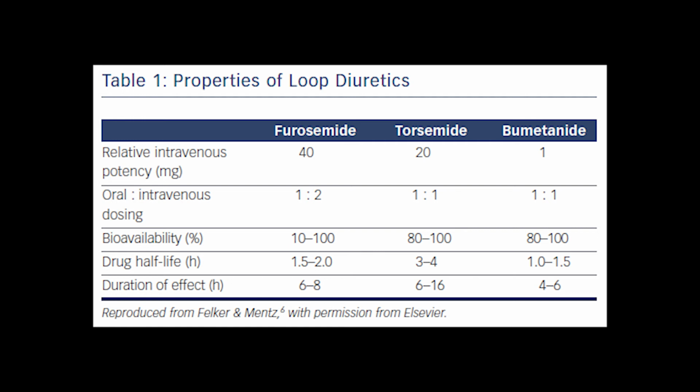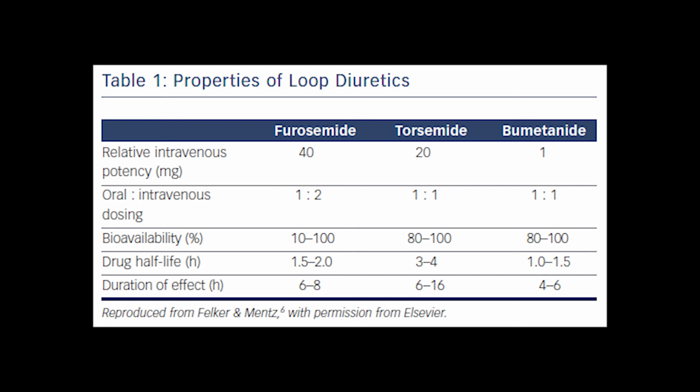For bioavailability, it's 10 to 100% for Lasix, and 80 to 100% for both torsemide and Bumex. Duration of effect is 6 to 8 hours for Lasix, 6 to 16 for torsemide, and 4 to 6 for Bumex. But the half-life is short for Bumex, at 1 to 1.5 hours. In general, we don't have to know all the different dose response curves for each medication, but it's important to know that that's something we should consider when patients potentially stop diuresing. It could be one of the two things.